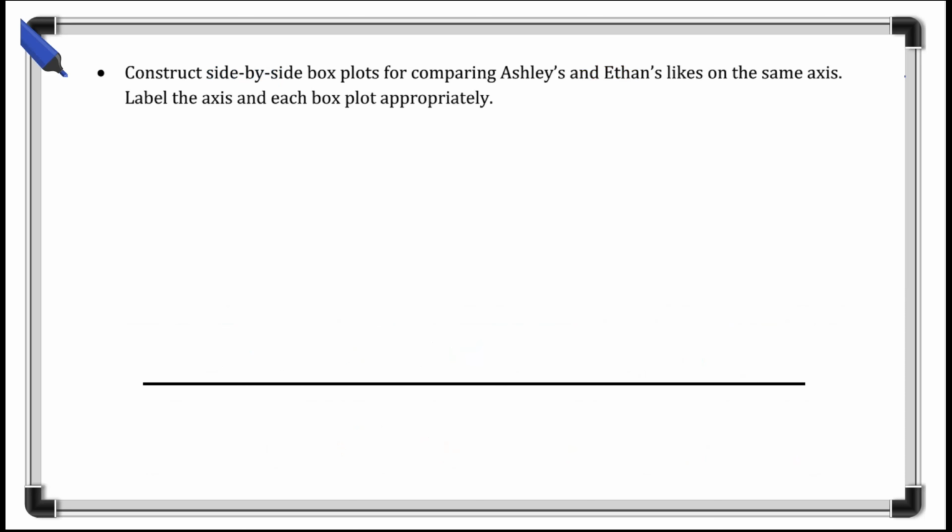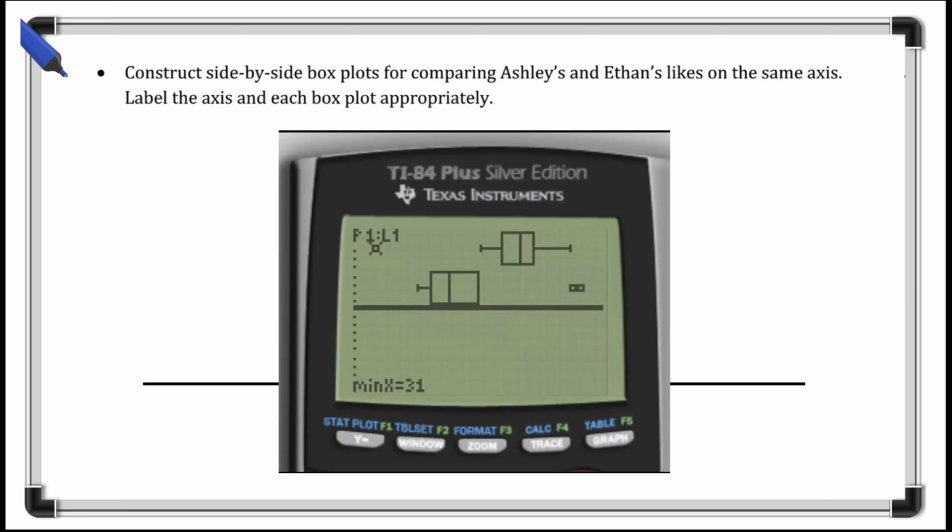So now we're going to construct the side-by-side box plots. Again, what you can do is you can double check your stat plot. We have them both on and both are listed L1 and then L2. So what we can do is we can just go to zoom and then option number 9. And there you have your data. You can trace. So you can see that you've got one sort of minimum there, which is that outlier for Ashley's. And then for Ethan's, we have our information. Notice you don't have a whisker on the right side. And then you do have 2 outliers there at 112 and 115.